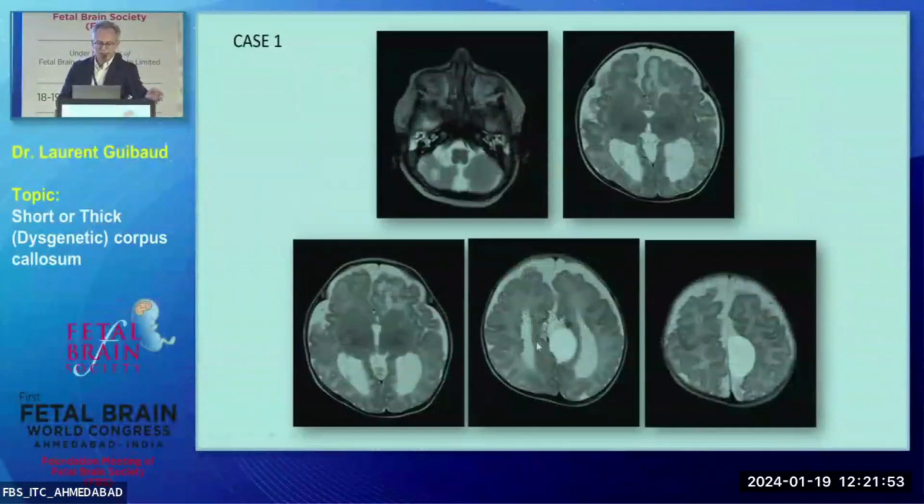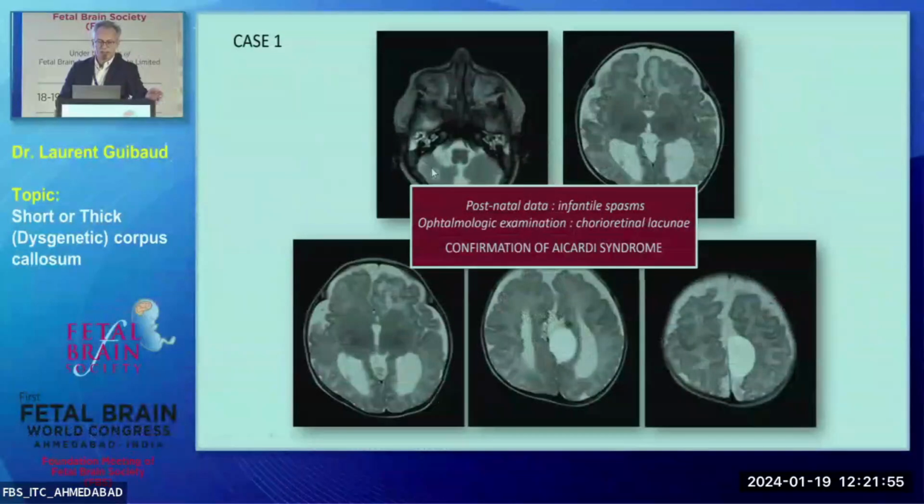You see here the cyst. There is a cyst here also. There is epilepsy after birth, and on ophthalmological examination, there is lacuna. So it is a confirmation of the diagnosis. You know it's a triad. You have the dysgenesis of the corpus callosum, the chorioretinal lacuna, and the epilepsy.